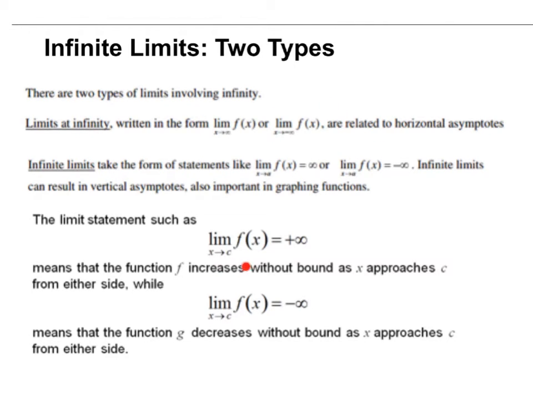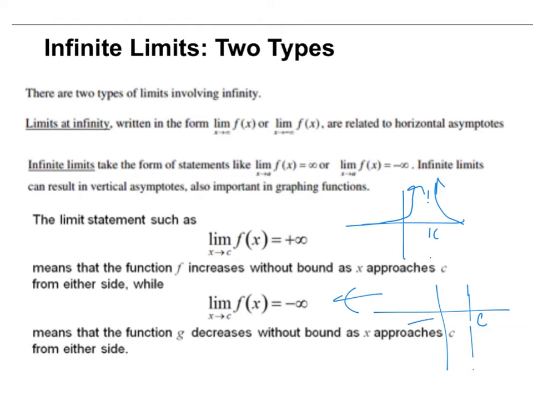So a limit statement that says as x approaches c, goes to positive infinity, means that it's going to increase without bound on either side. So in other words, something like this is going to act around a vertical asymptote at c, and then it's going to increase without bound on either side. Something that looks like this one, of course, is another vertical asymptote at c, and it's going to decrease without bound like the previous screen.